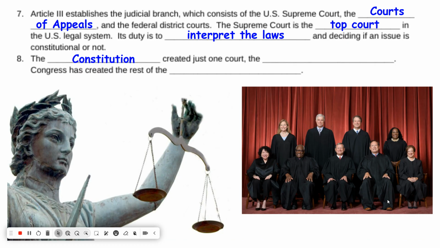The Constitution created just one court, the Supreme Court. Congress has created the rest of the federal courts. And you can kind of see our current makeup of our U.S. Supreme Court.